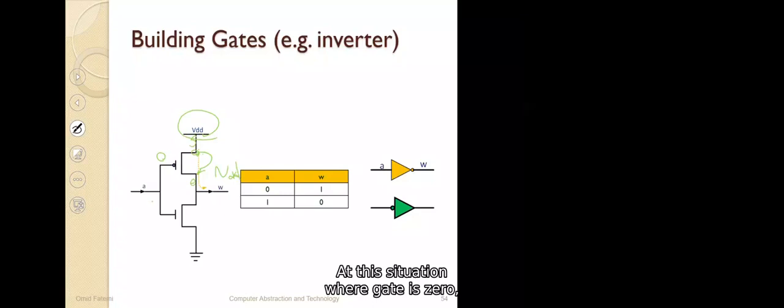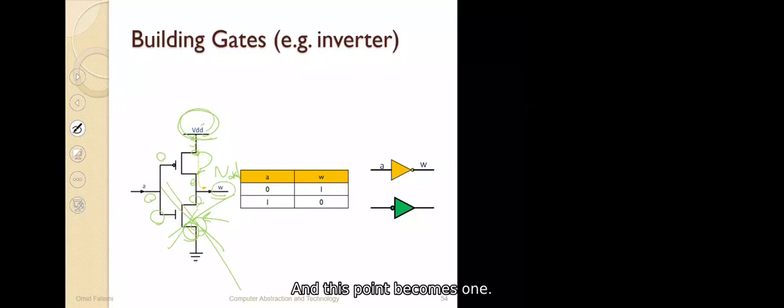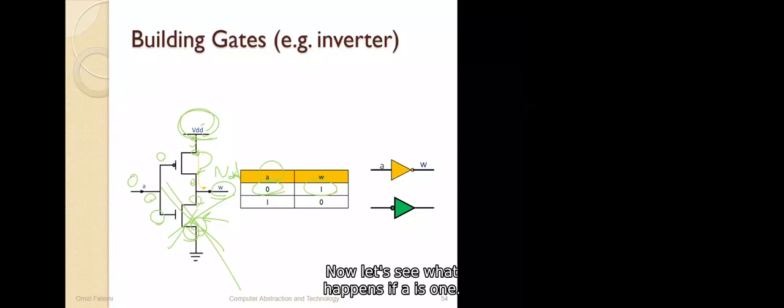And in this situation, where gate is 0 for the NMOS and source is 0, there is no positive voltage here. The transistor is off. It means that this point is not connected to this point, which is good, and just VDD is connected to this point, and this point becomes 1, VDD. VDD is 1. 5 volt corresponds to 1. So here you see when A is 0 volts, then W is 1. Now let's see what happens if A is 1.